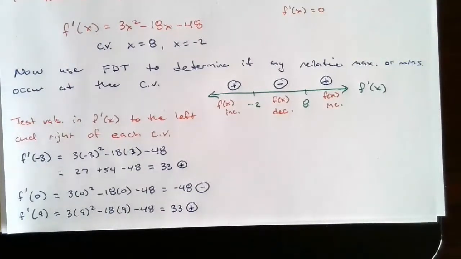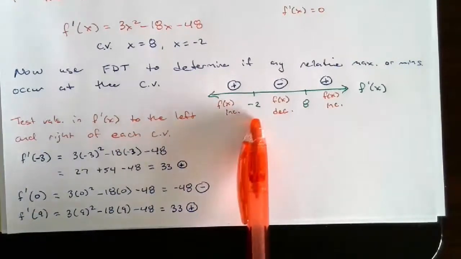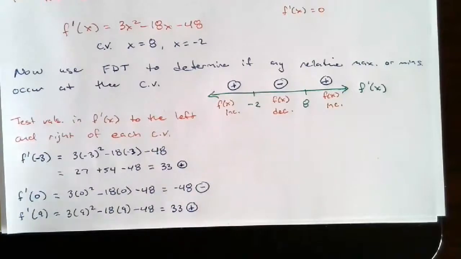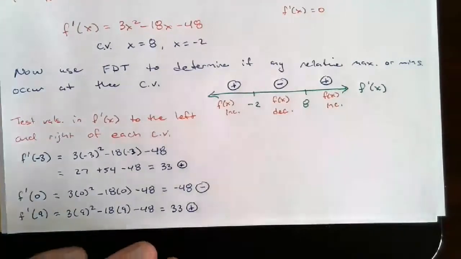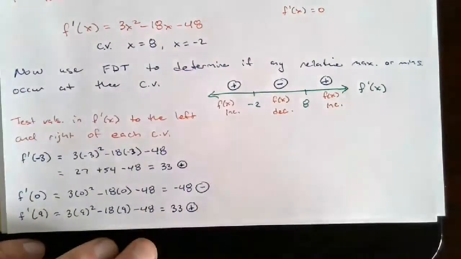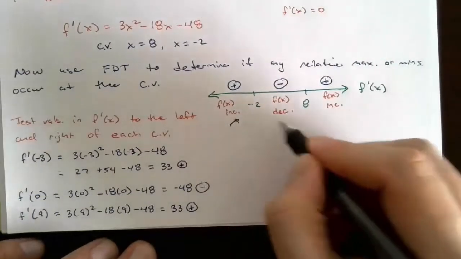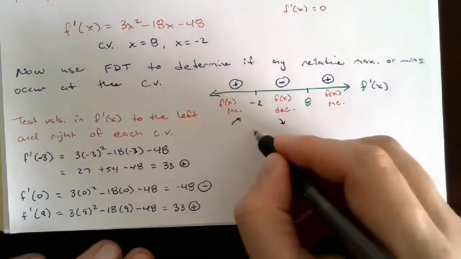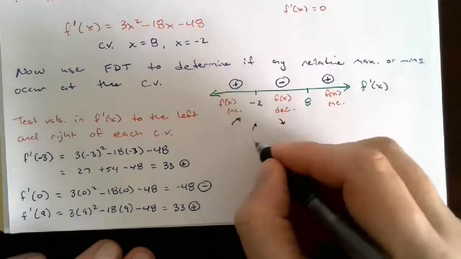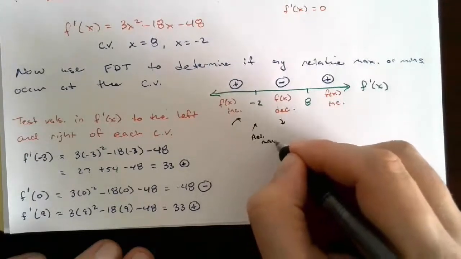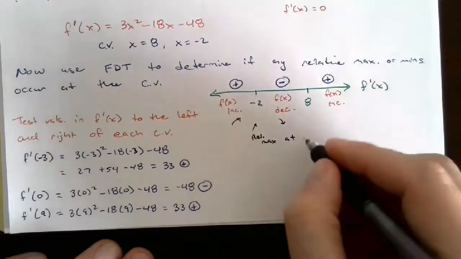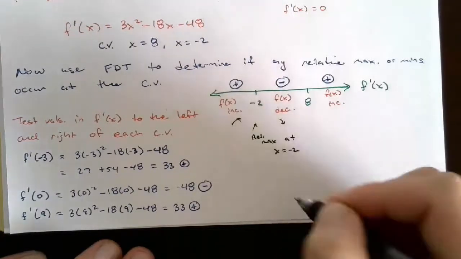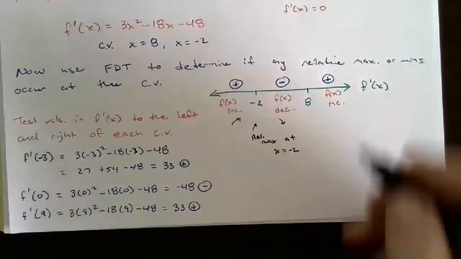So we did all this to determine what was happening to the original function f of x. And then you have to figure out, are these relative maximums or relative minimums, or neither? They could be neither. In this case, f of x is increasing, so it's going upward, and then f of x decreasing means going downward. If I'm going from upward to downward, that's a peak, a high point, so this is going to be a relative max at x equals negative 2.